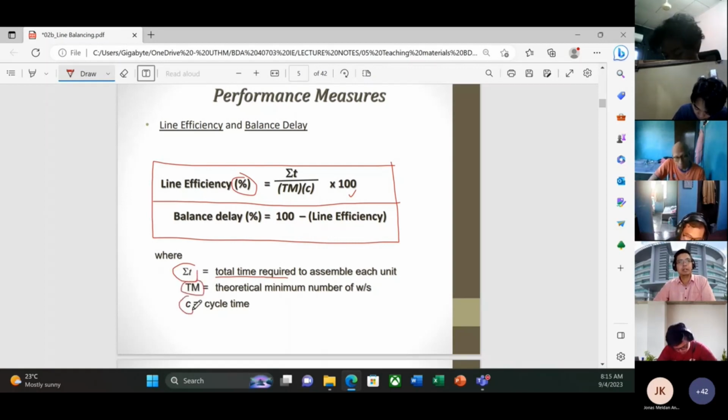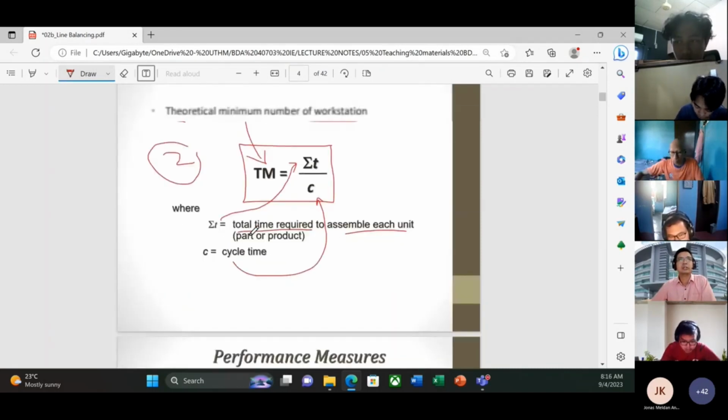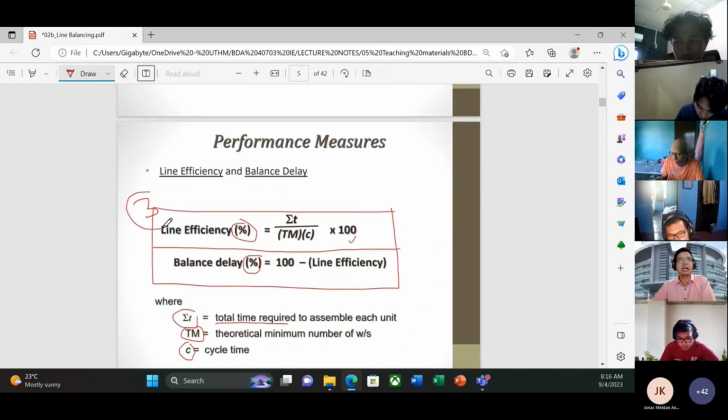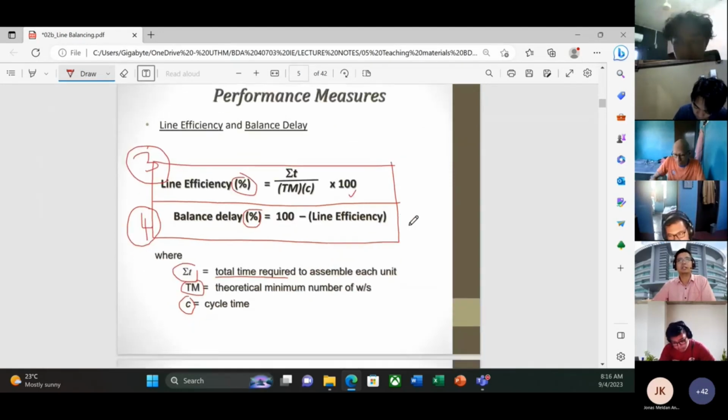So this is the basic formula. Please copy down. Meanwhile, to calculate the balance delay in percentage, it is simple: 100 minus the line efficiency that we get from the formula above. That's all. So we get the line efficiency, then for the balance delay we subtract it from 100, and we get the balance delay in percentage. So these are formula number 3 and formula number 4. We have 4 formulas here. Done? Okay, good.